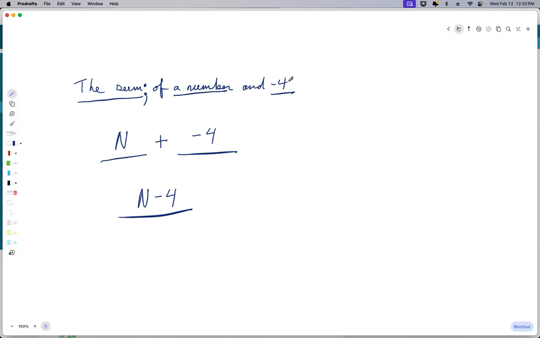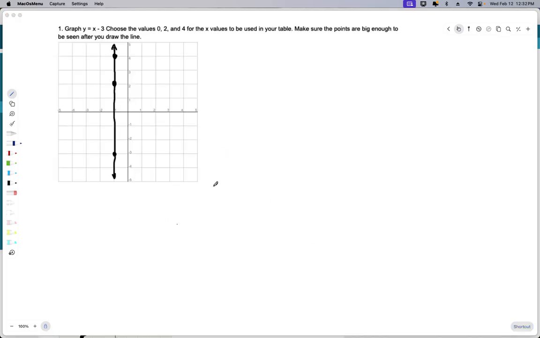Right? Okay, moving on. All right, I have absolutely no idea what you did here. It says to graph y is equal to x minus 3. Choose the values 0, 2, and 4 for the x values to be used in your table. Make sure the points are big enough to be seen after you draw the line. Which you did. I can see the points, but I don't know what the heck those points are.